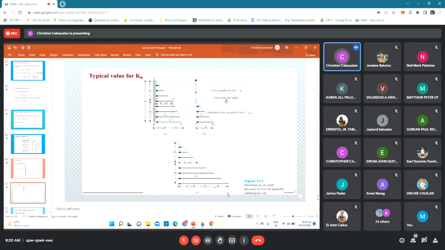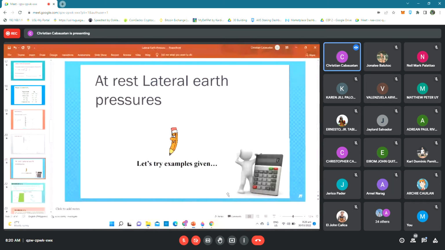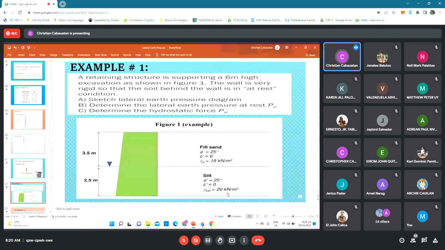The next one, let us stay on at rest lateral earth pressure. So, we will take another example for it. The first example, I think Miss Palogan can read it. Miss Palogan, please read it.